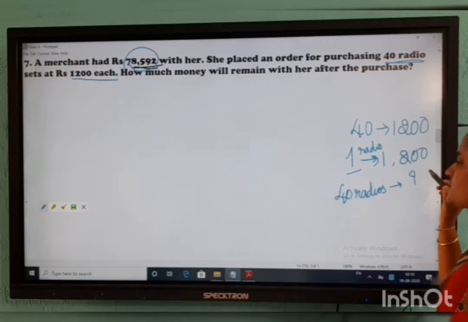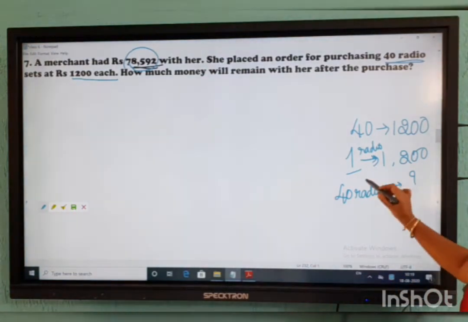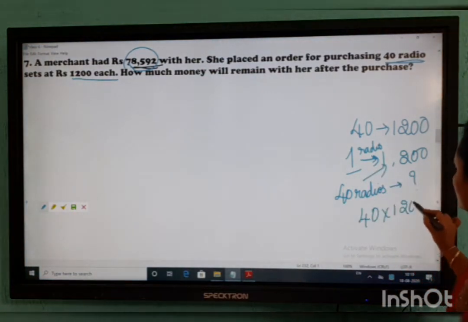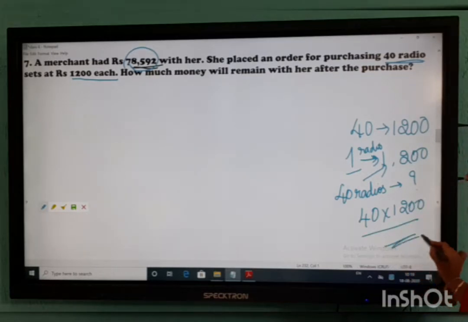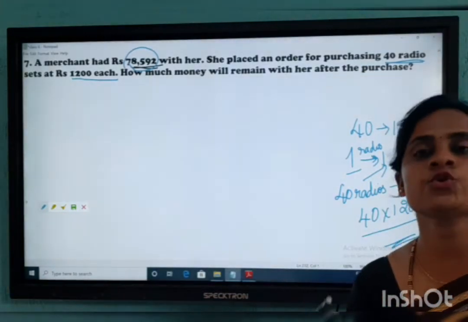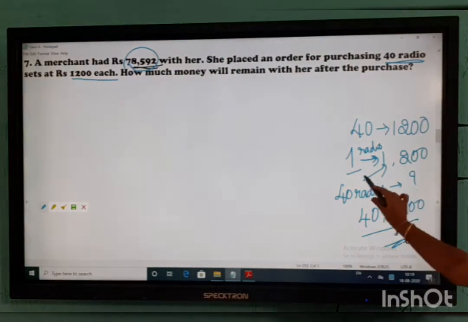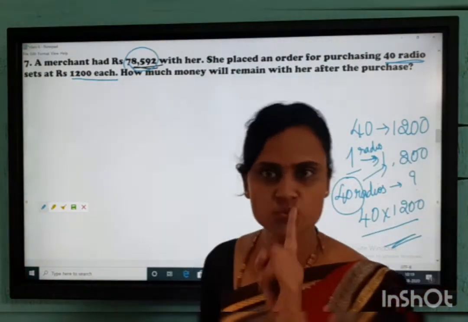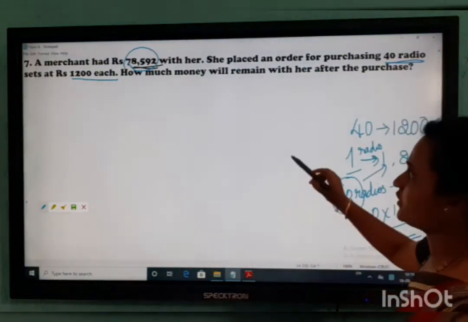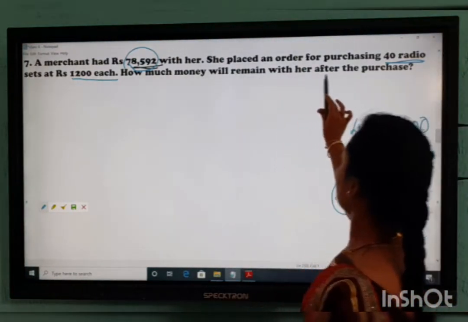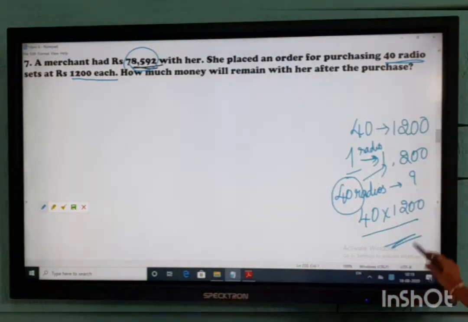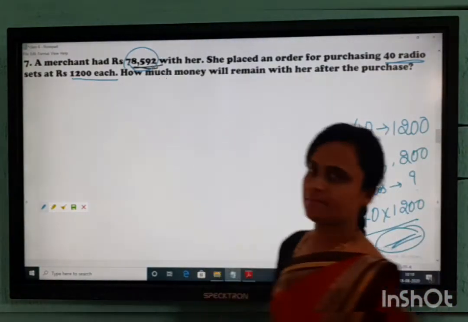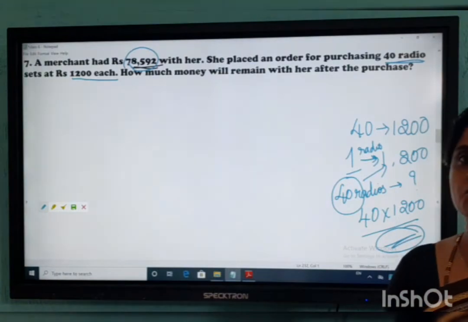40 radios cost how much? What you should do? You should multiply with this number, that is 40 into 1,200. So you will get the total cost of the 40 radios. Each means one radio. So what's the question? How much money will remain with her after the purchase? So we have to take this amount, then subtract the total amount, then you will get the remaining amount.